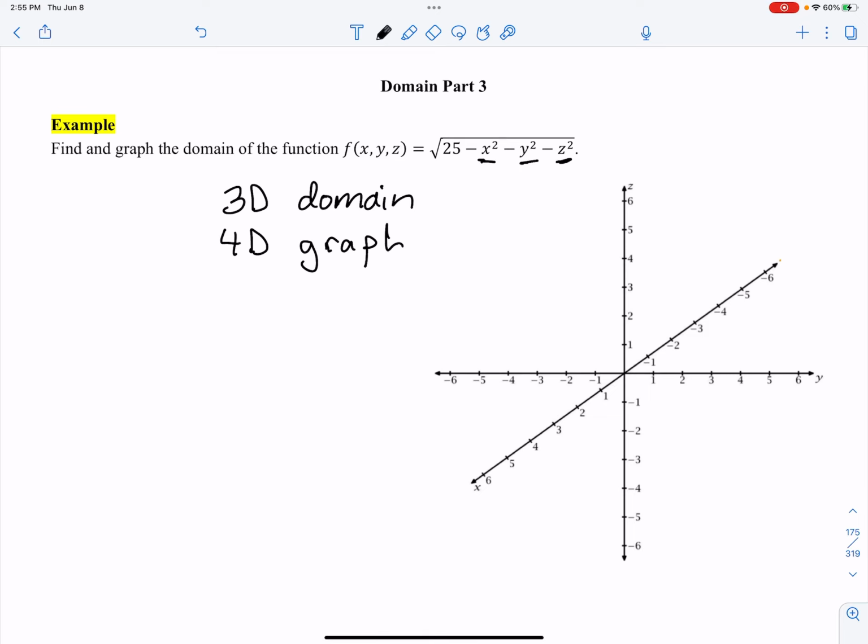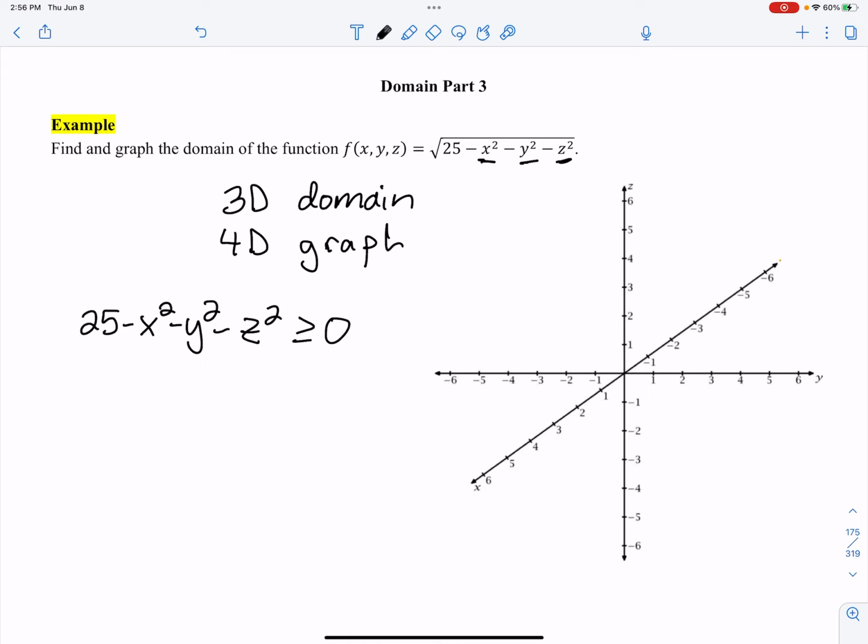So we're not going to graph the function. It doesn't even make sense to graph it in a 3D plane. We're just going to graph the domain. So how I do this is I start looking at the domain. I have that inside of my radical: 25 minus x squared minus y squared minus z squared. And we know this has to be greater than or equal to 0.